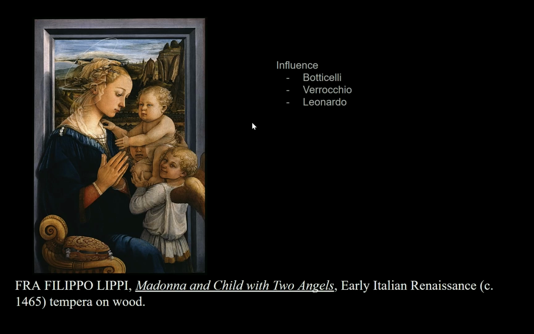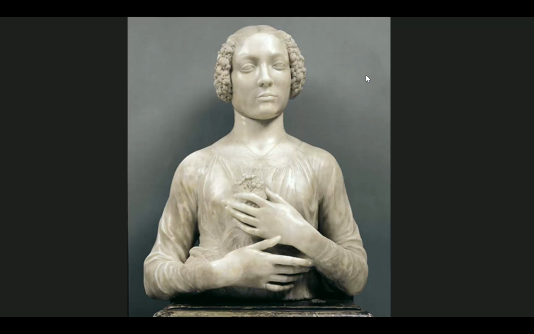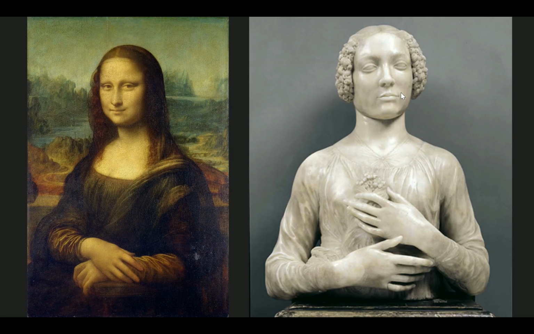Okay, so let's remind ourselves of Fra Filippo Lippi, Madonna and Child with Two Angels. We saw his influence on Botticelli, his student, and we're going to talk about Verrocchio and Leonardo. So, you probably are quite familiar with the Mona Lisa. However, before the Mona Lisa comes Verrocchio. Let's compare the two for a minute. I'll give you a brief moment to look at these images, see what's similar, different.